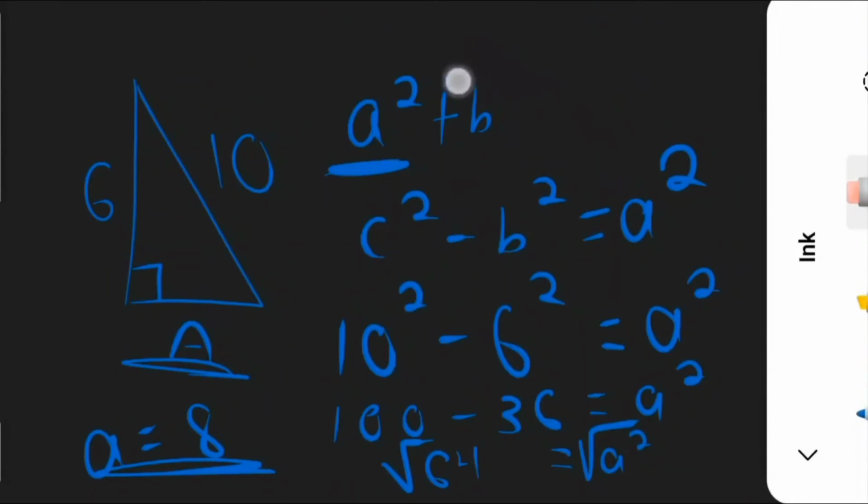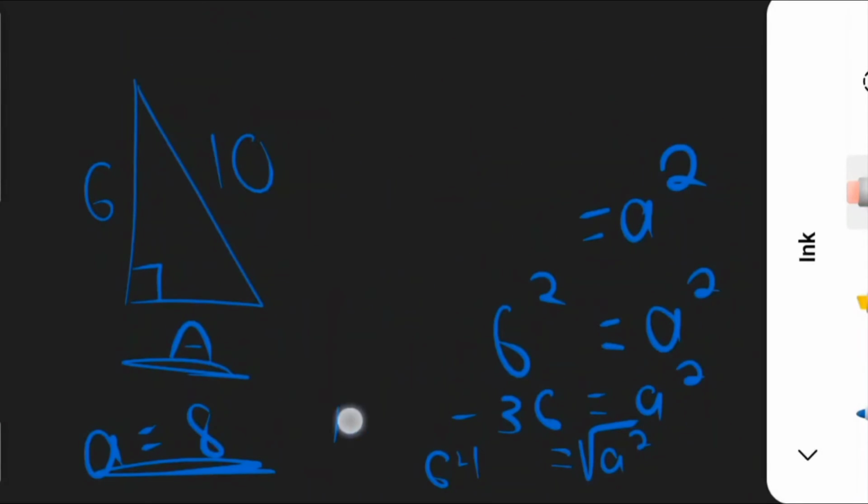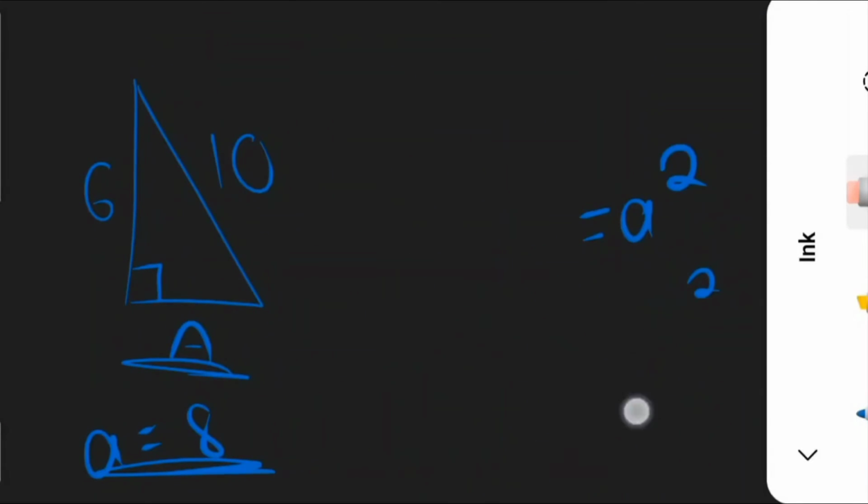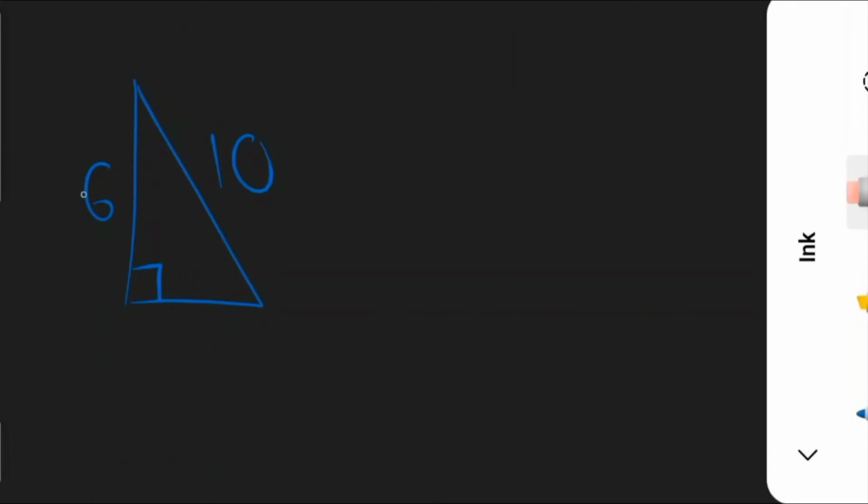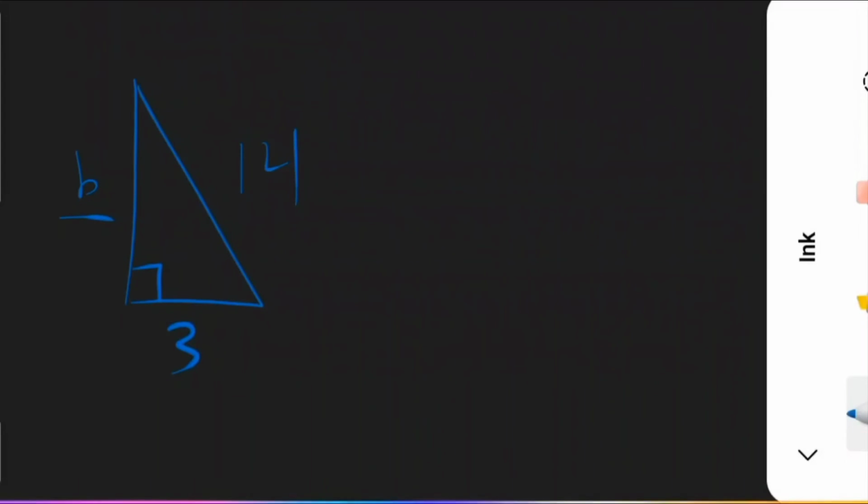I'll run through another problem. Okay, so another problem. We'll say that the hypotenuse is equal to 14, and this leg is 3. So we need to solve for this leg.